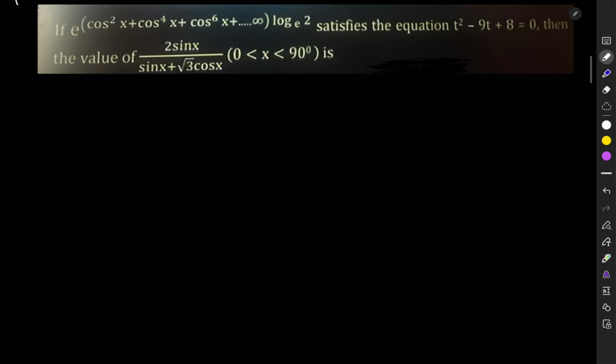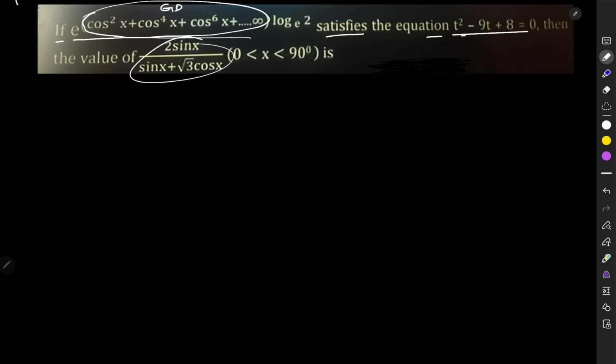So next question is a pretty interesting question. If this satisfies the equation t square minus 9t plus 8 equal to 0, then they're asking for the value of this. So let's do it. You can see this is a geometric progression, right? So sum of infinite GP, if you remember, and this is a quadratic equation question, and this is the trigonometry question. If you know the value, you can just apply the value at last. This is not even a trigonometry question, it's a maths question. So the real challenge is about finding these things only.